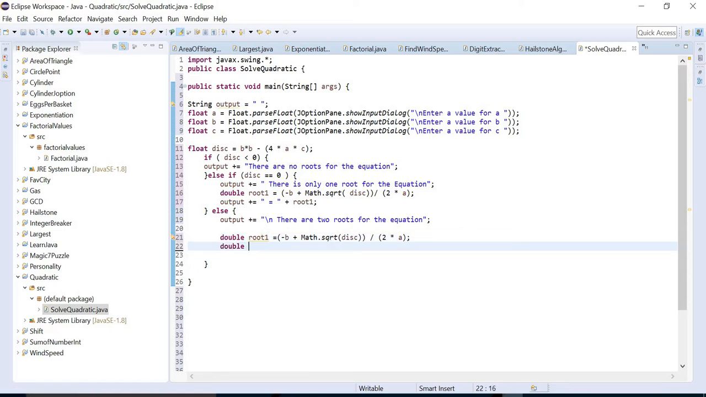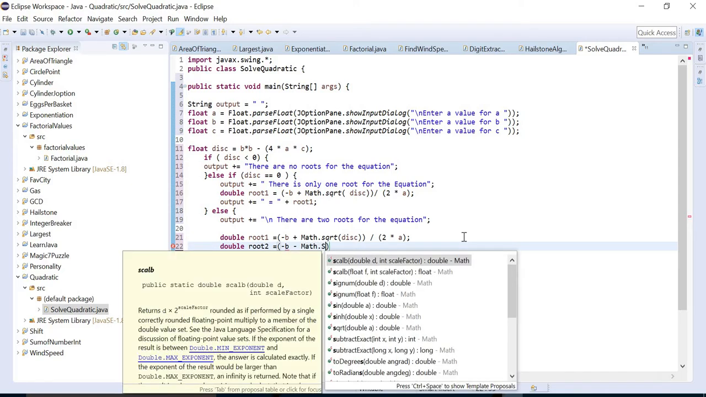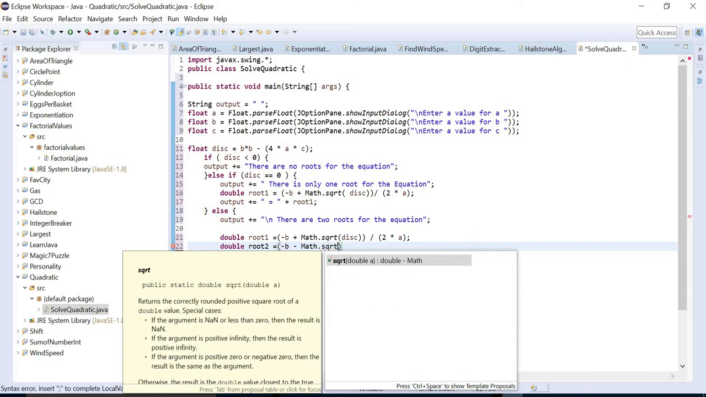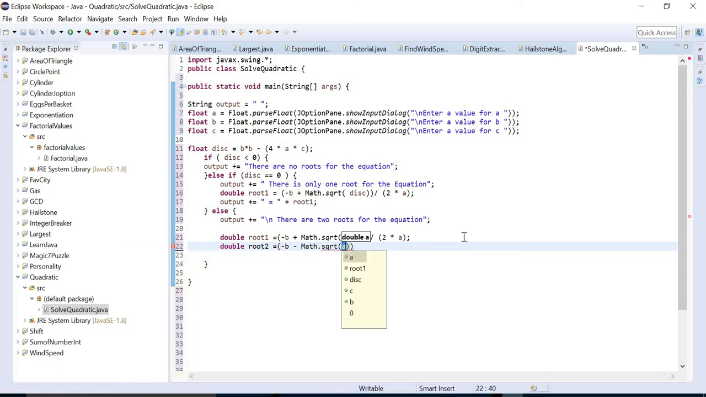Double root2 is going to be equal to negative b minus, because remember it's plus or minus in the quadratic formula, guys. Math.sqrt. Wait, that's not capitalized. Math.sqrt. Okay. Discriminant. Good. Divided by. Let's make it the same line. Divided by 2 times a. Correct, guys? Semicolon.